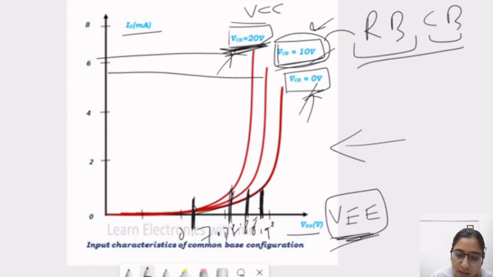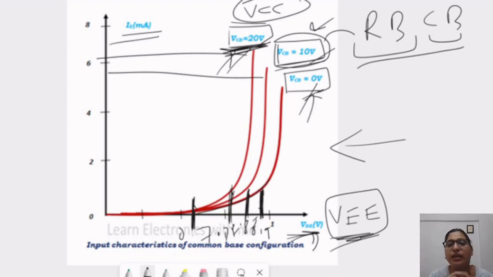Here what is happening: the collector base voltage, which is the VCC, the battery biasing voltage for the collector, is constant throughout the graph, and VBE, which is nothing but the emitter voltage, and the IE current, which is nothing but the input current, are changing accordingly. Okay, so this is our input characteristics.